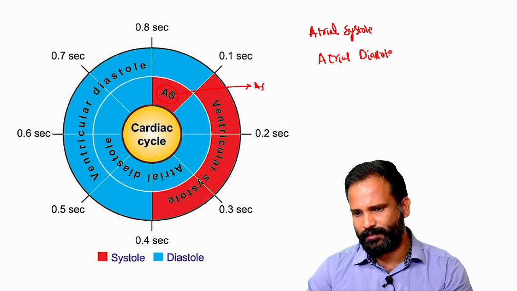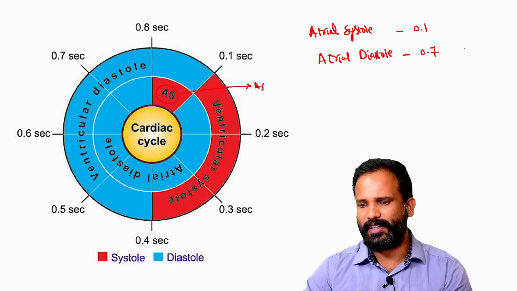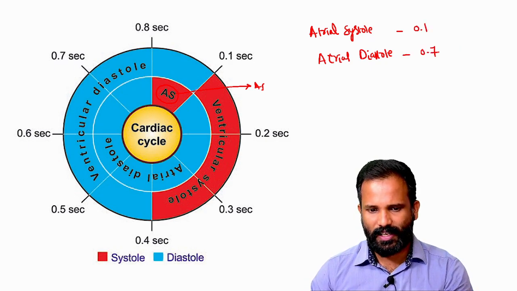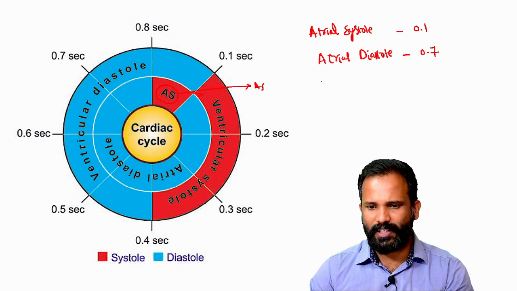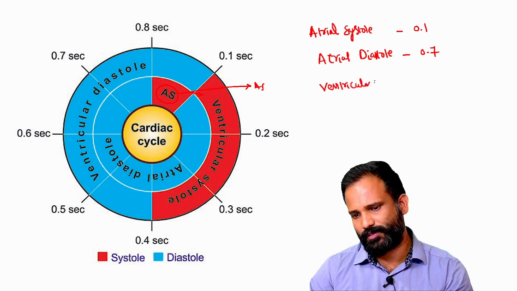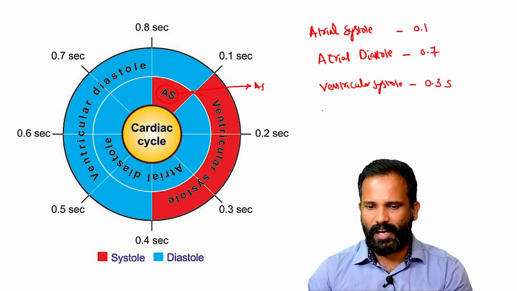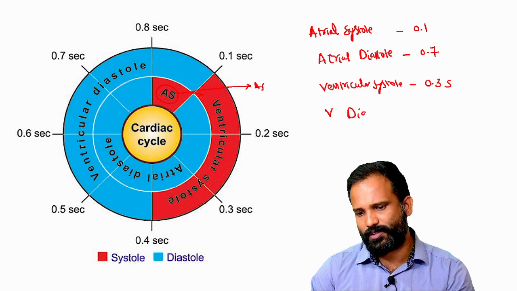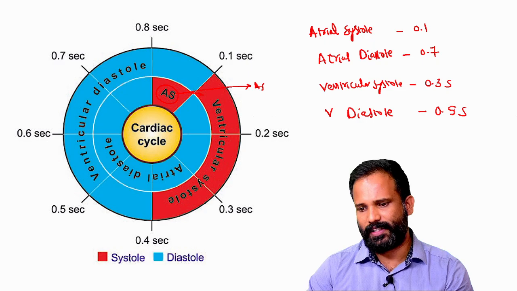And if you see here, atrial systole is 0.1 second and atrial diastole is around 0.7 seconds. After the atrial systole, the ventricular event that occurs is ventricular systole. That occupies around 0.3 seconds, and ventricular diastole will be occupying around 0.5 seconds.